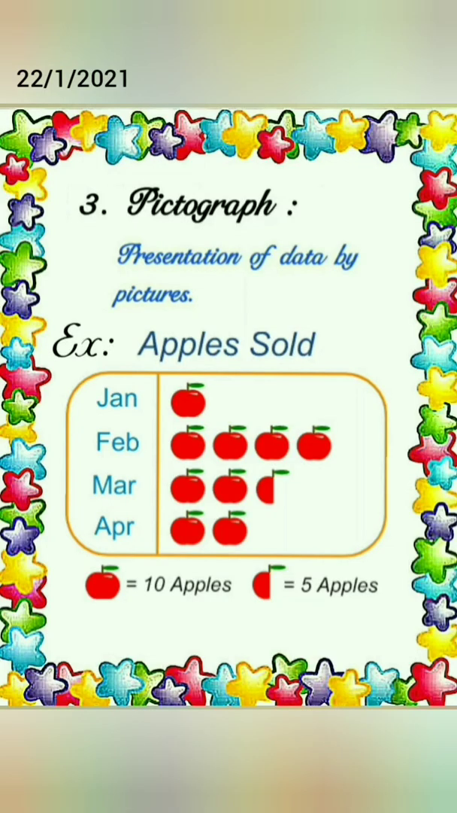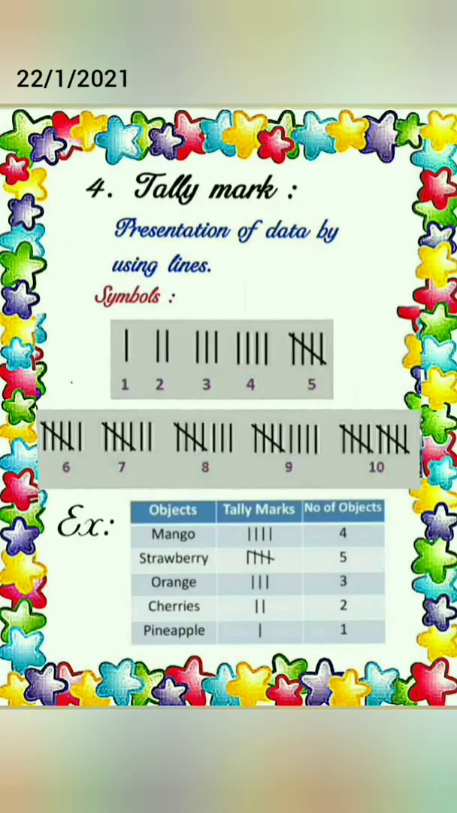Pictograph. Presentation of data by using pictures is known as pictograph. As you can see in the given example, the data has been presented by using the picture of apple in place of numbers. So this is known as pictograph. Now the last is tally marks. The presentation of data by using lines is known as tally marks.